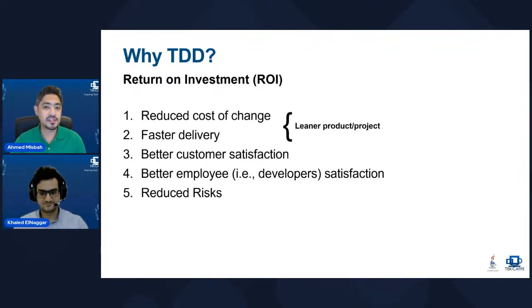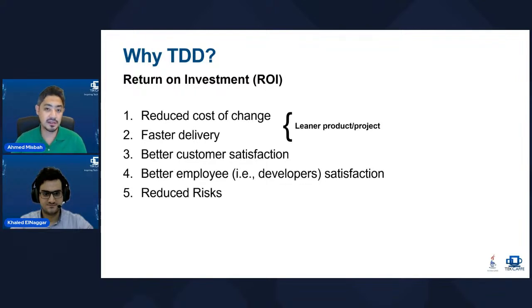So what is the return on investment from all of this? You've got the reduced cost of change and faster delivery, and hence a leaner product or project. You get better customer satisfaction because you're delivering sooner with excellent quality. You've got better employee or developer satisfaction. As we've said, TDD makes work more fun. It promotes collaboration. And when the team is delivering software sooner and with the customers happy, this helps the team also be happy. And when the team is practicing technical excellence, this increases the level of satisfaction within the team.